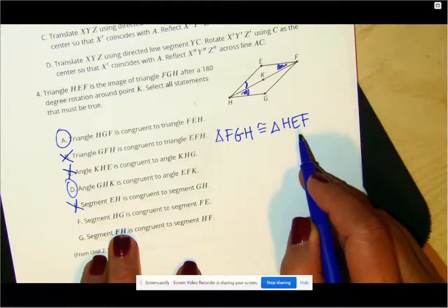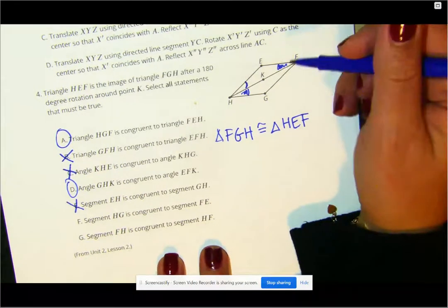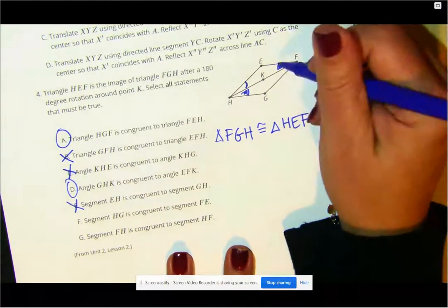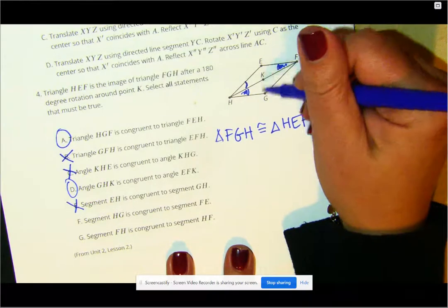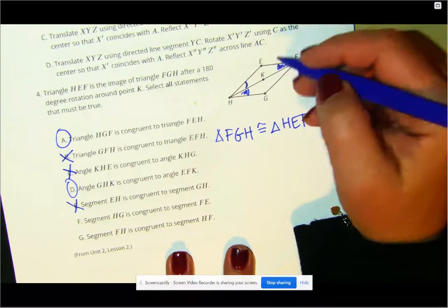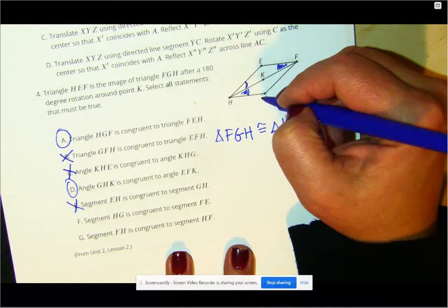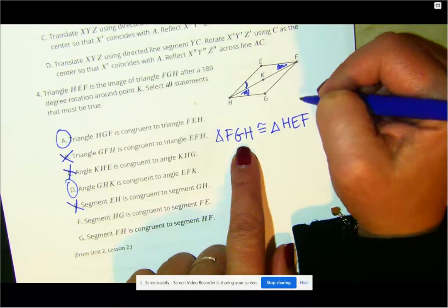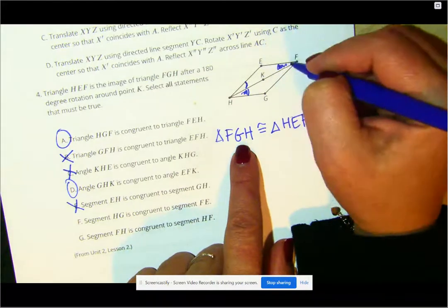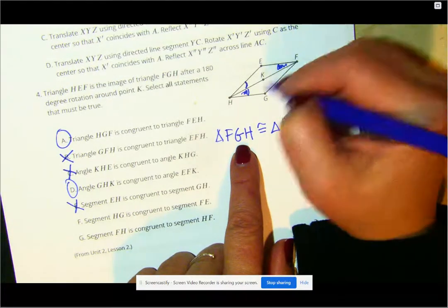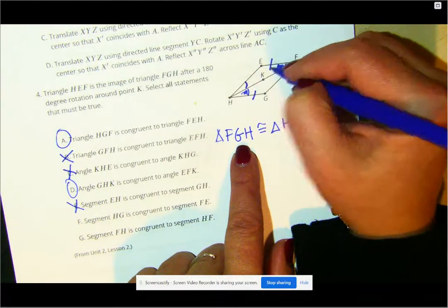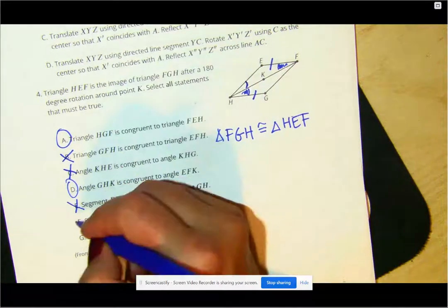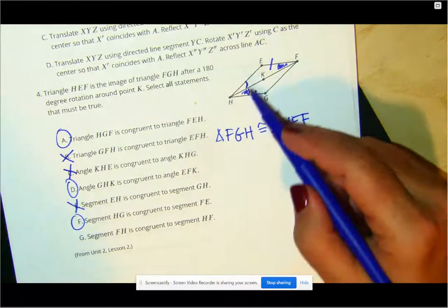This one is a little different though. I better go check the last one. I might have made a mistake on that. GH is congruent to EF, but you can say a segment in the reverse order. So those two actually are congruent. If you're just saying a segment, you can say it. Let me make sure I didn't mess up on that one.